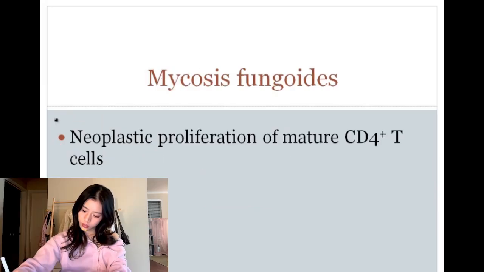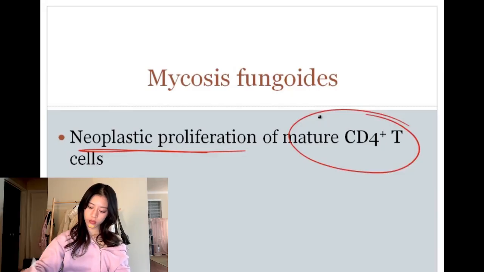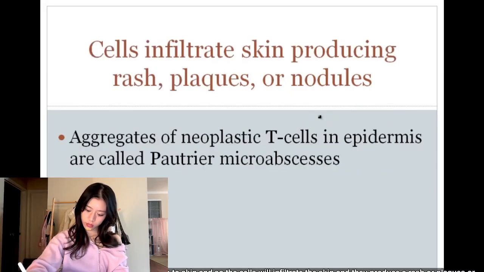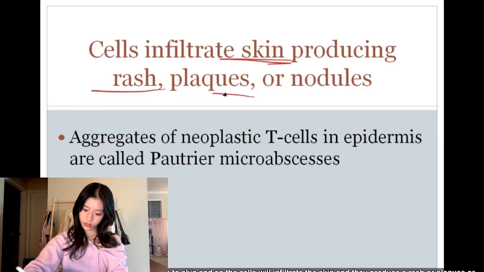Mycosis fungoides is another sort of chronic leukemic process in which the patients get a neoplastic proliferation of mature CD4 positive T cells. Again, mature CD4 positive T cells like to go to skin, and so the cells will infiltrate the skin and they produce a rash or plaques or nodules, usually multiple throughout the body.